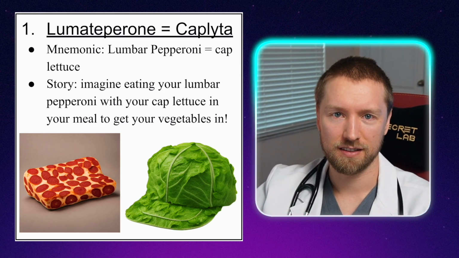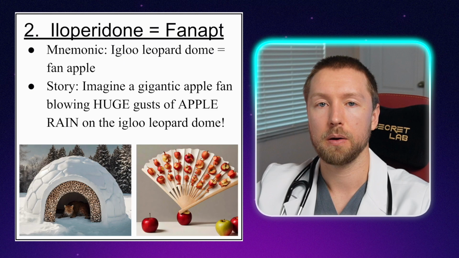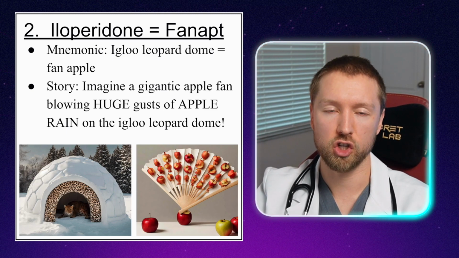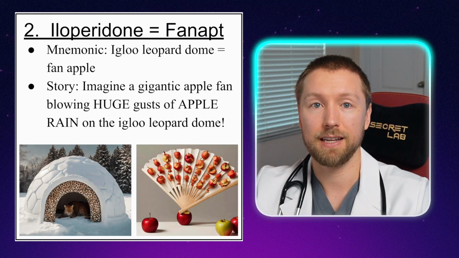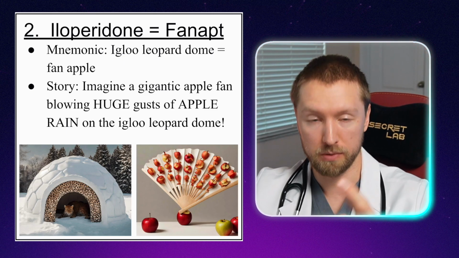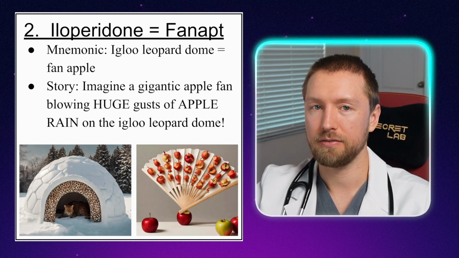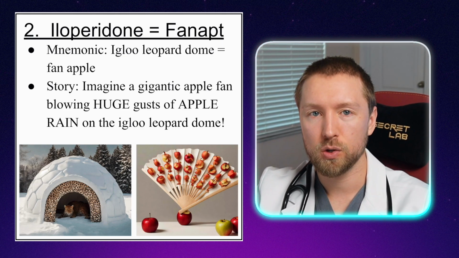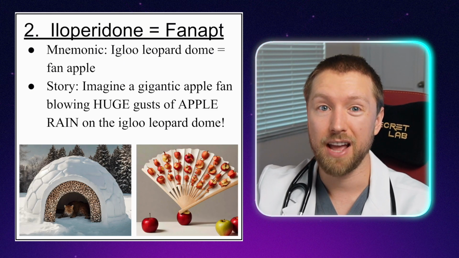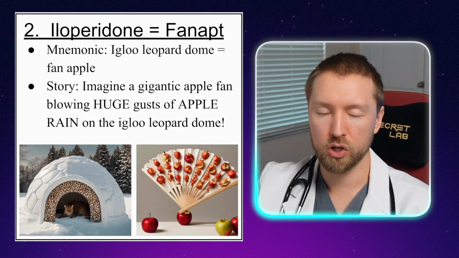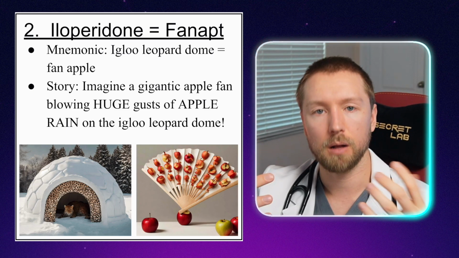And you can imagine the pizza grease is running down your face and maybe you have to dab it with the cap lettuce. Now, how do we remember Iloperidone is Fanapt? Fanapt is the brand name, Iloperidone is the generic name. For Iloperidone, we're going to imagine an igloo leopard dome. Iloperidone, igloo leopard dome. You can see the picture there. And for Fanapt, we're going to imagine a fan apple. Fanapt, fan apple. For the story, to tie these 2 together, we're going to imagine a gigantic apple fan blowing huge gusts of apple rain at the igloo leopard dome. You can really imagine the apples just pelting that dome and destroying it to bits. That'll help you remember it better.